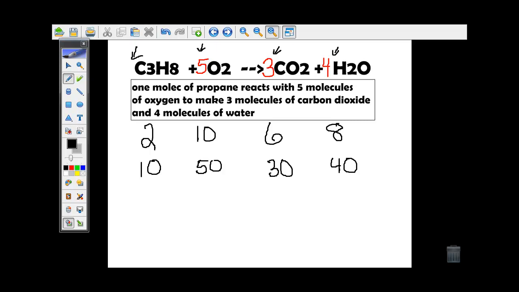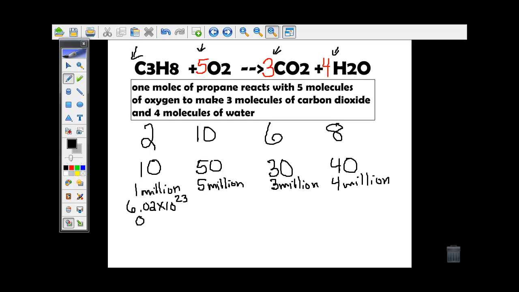So there's something magical about those coefficients. There really is. What if we do millions? What if we have 1 million propanes? Would that be 5 million oxygen molecules and 3 million carbon dioxides and 4 million waters? Yes, it would. What if I had this many? 6.02 times 10 to the 23rd molecules. Now, if you recognize that that's 1 mole of molecules, then you have got this figured out.